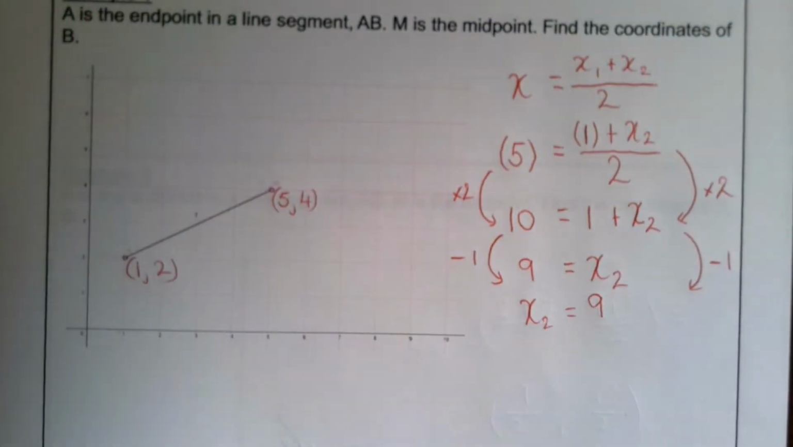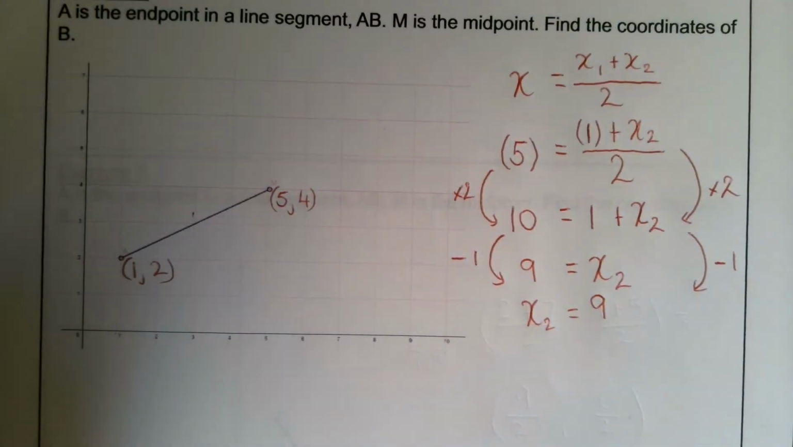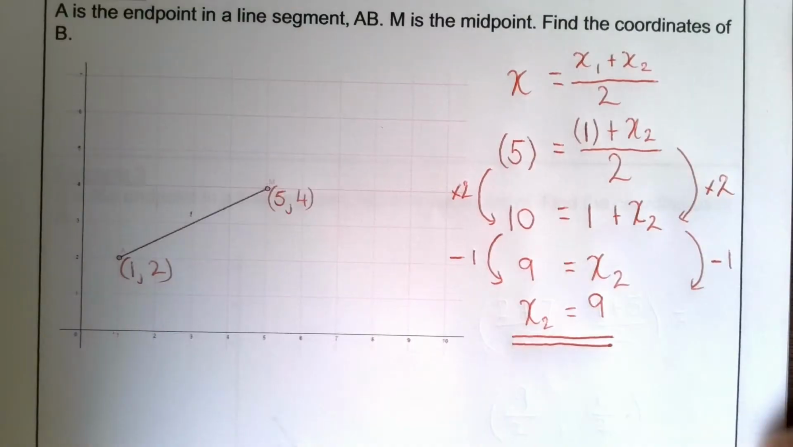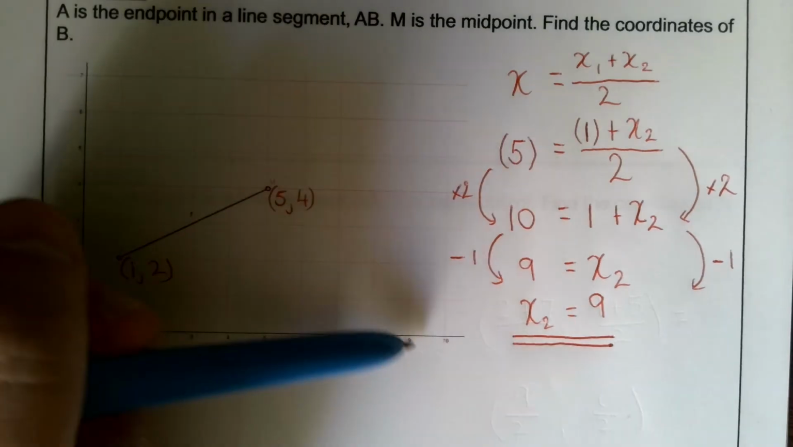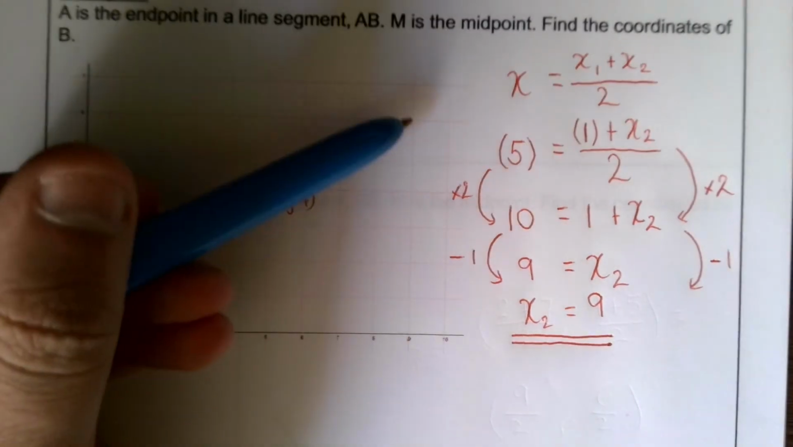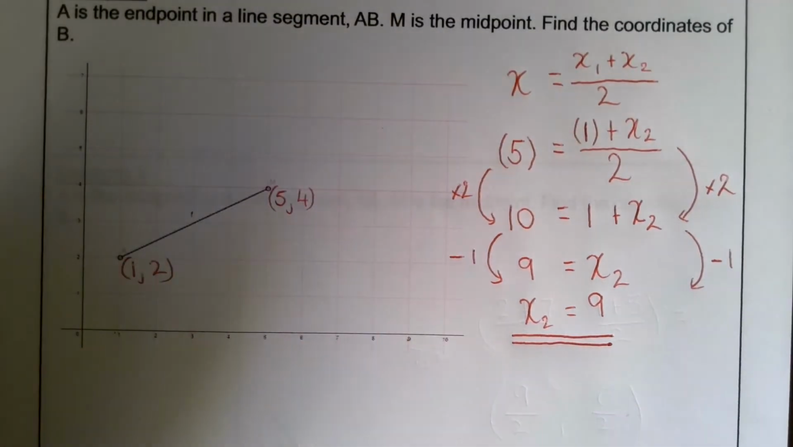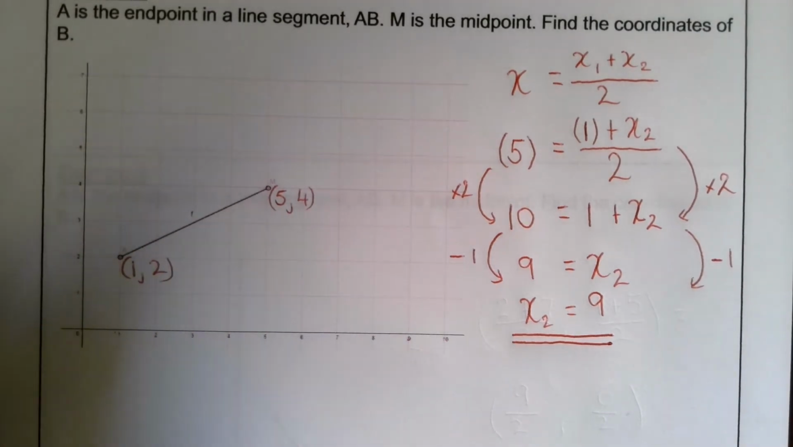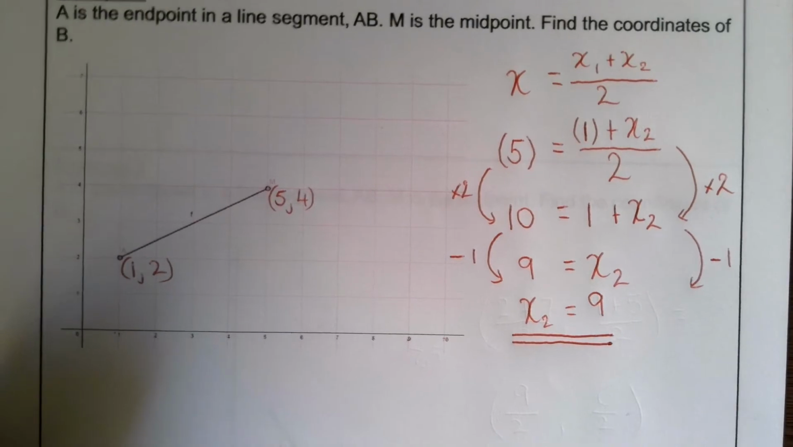Now if you wanted to call it xb or even b, you're more than welcome to do that, but we know that that is the x coordinate for b, so we know that it's going to be somewhere on this line here. Okay, now essentially we're going to repeat the exact same process to find our y coordinate.